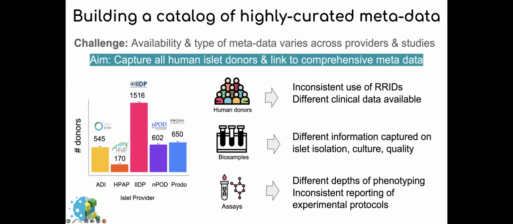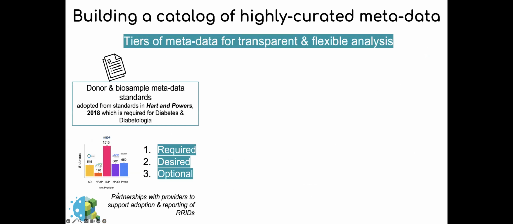So our aim has been over the last year to come up with ways of capturing all human islet donors and to be able to link them to comprehensive metadata. So to do this, we've really tried to focus on a practical way of moving forward that allows us to be very transparent so that we can bring every human islet donor in, but really be transparent about the level of information that is available on that human islet donor. And to do this, we've come up with tiers of required information, desired information, and optimal information so that you as a user can make decisions on how stringent you want to be with the data that you include in your analysis.